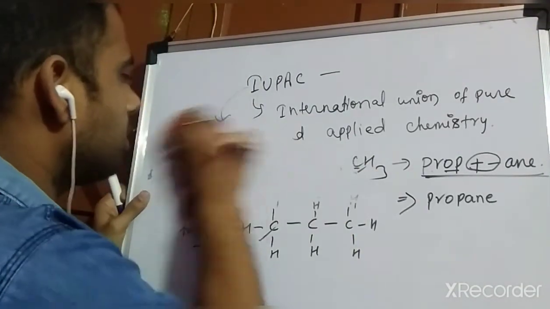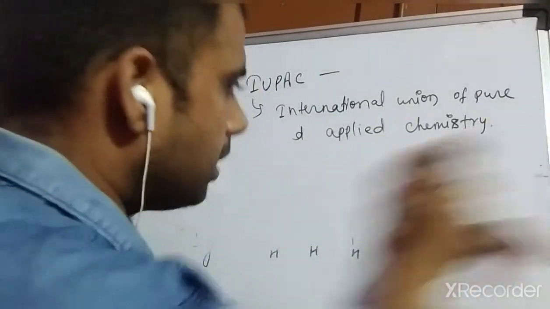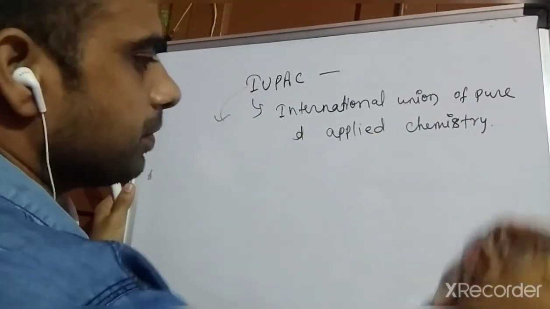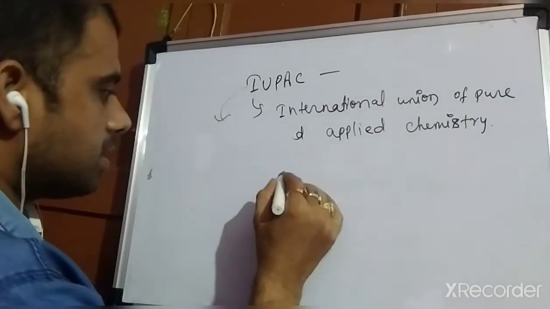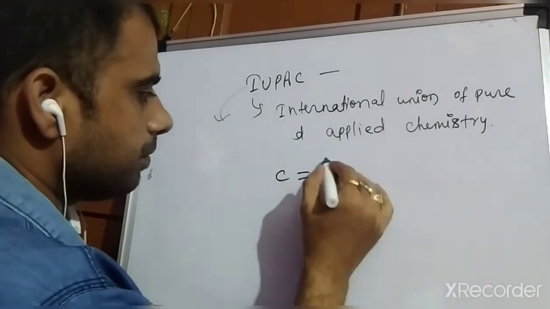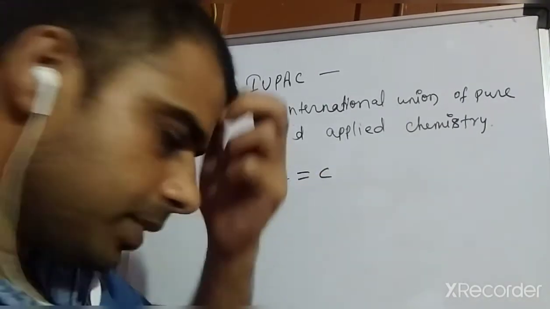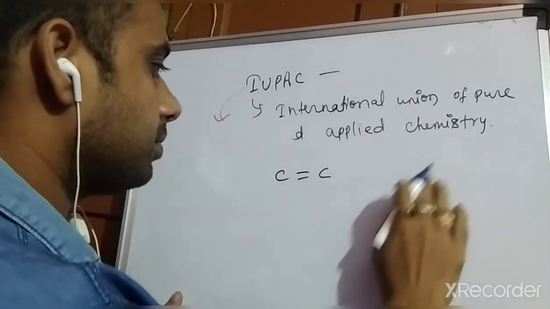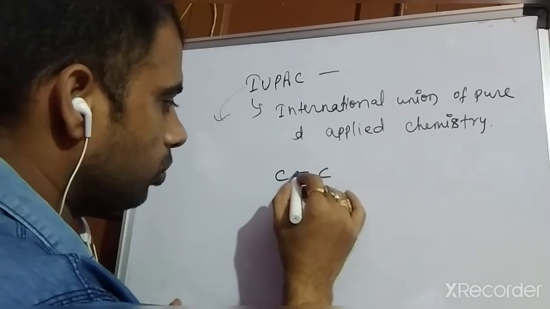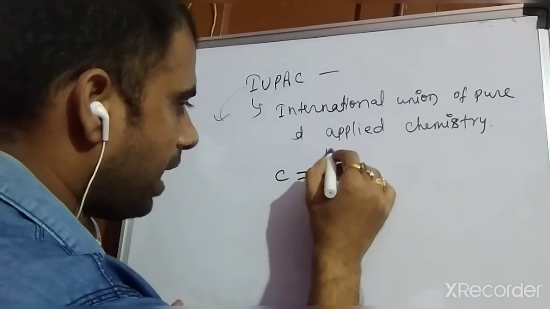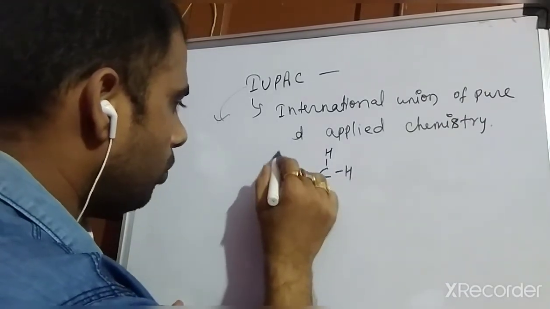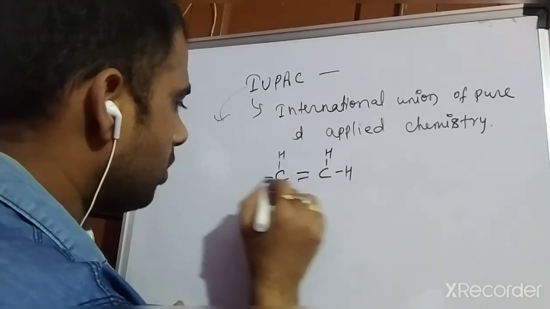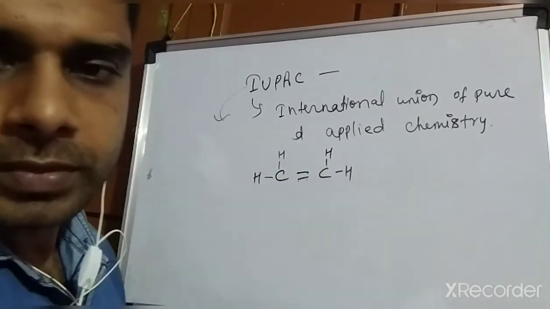Now I will give you some more double bond and triple bond organic compound nomenclature in this video. You can take more examples. C double bond C: how many hydrogens would be there? Carbon is a tetravalent atom. So 1, 2, 3, 4, and 2, this one also, 6, 8.